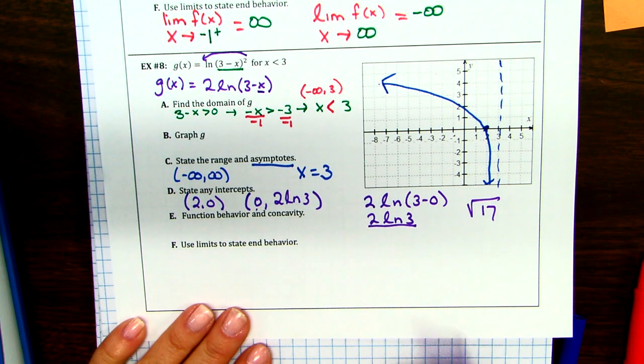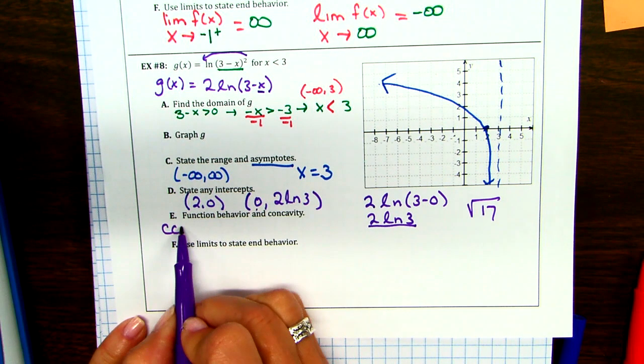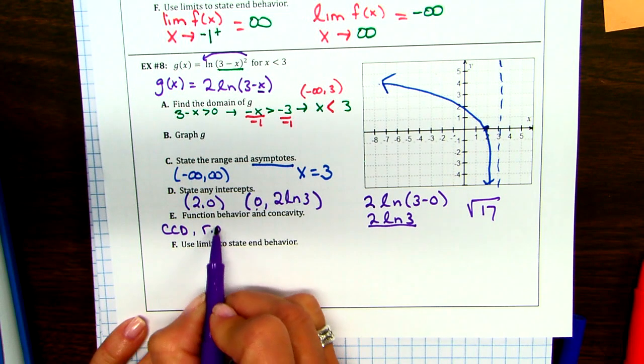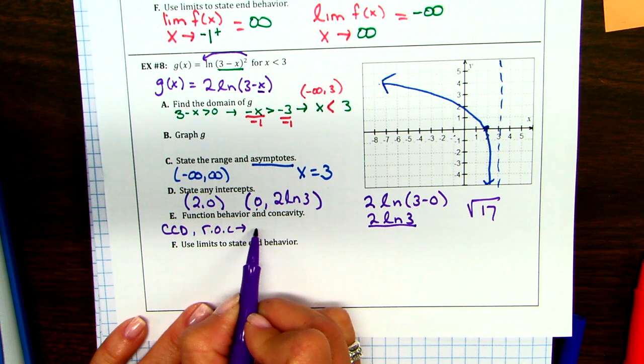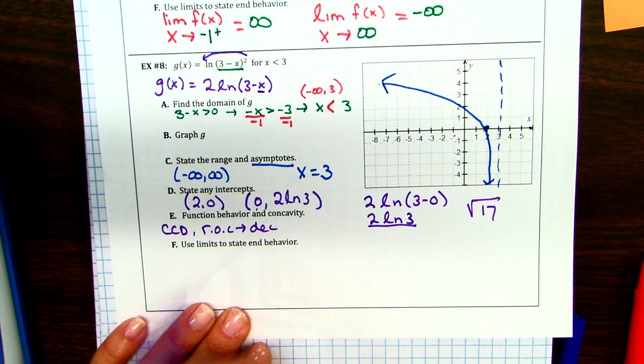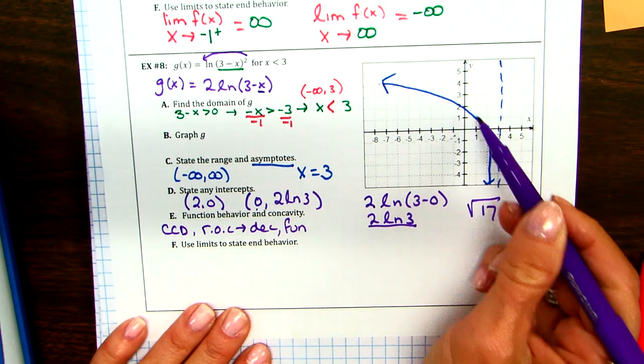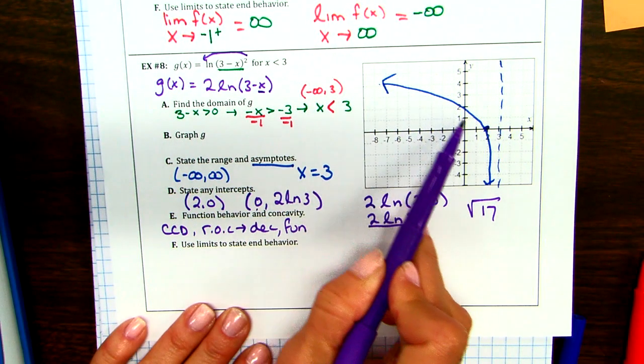Function behavior. Okay, this one's a skip through these. Concave down, which means my rate of change is decreasing, but the function is also decreasing in this case, right? Going down.